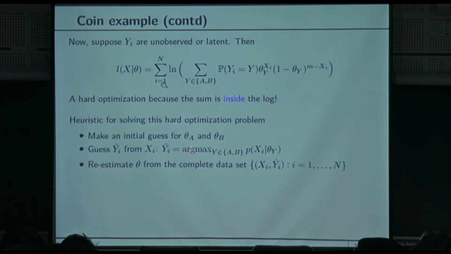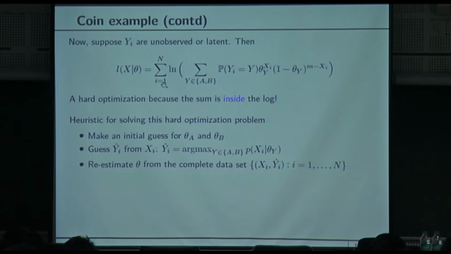Now let's say, how do I figure out what to do with this quantity? Here's a heuristic. You make some initial guess for theta A and theta B. Let's say that I take theta A to be 0.25, theta B to be 0.75. I have two different coins. I make some initial guess.